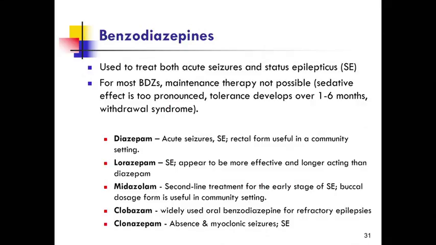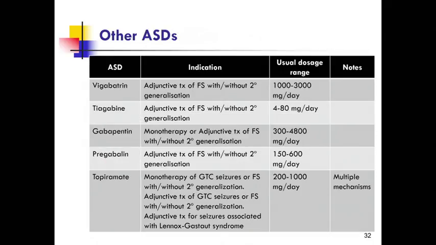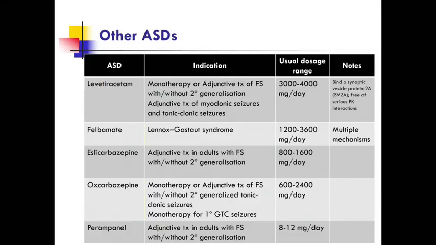withdrawal syndrome when the person is stopping the agent. So diazepam, lorazepam, midazolam, they are effective for acute seizures and status epilepticus. Clobazam for some epileptic syndromes, and then clonazepam for absence and myoclonic. So the other agents' indications are here, but you can look at them later.